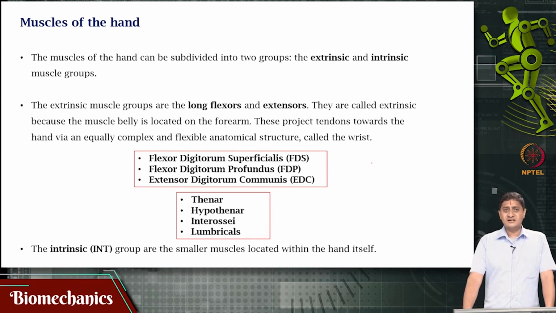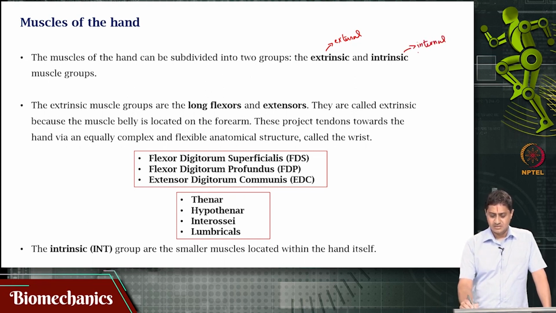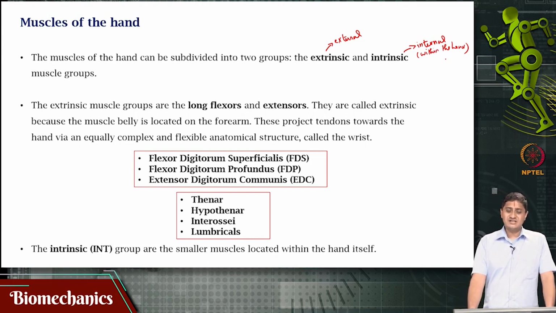Also, the muscles of the hand can be divided into two groups: those whose muscle bellies lie in the forearm and those whose muscle bellies lie within the hand itself. Those whose bellies lie within the forearm are external to the hand, and so they are called extrinsic muscles, and the intrinsic muscles are those that are internal to the hand, whose bellies are found within the hand.